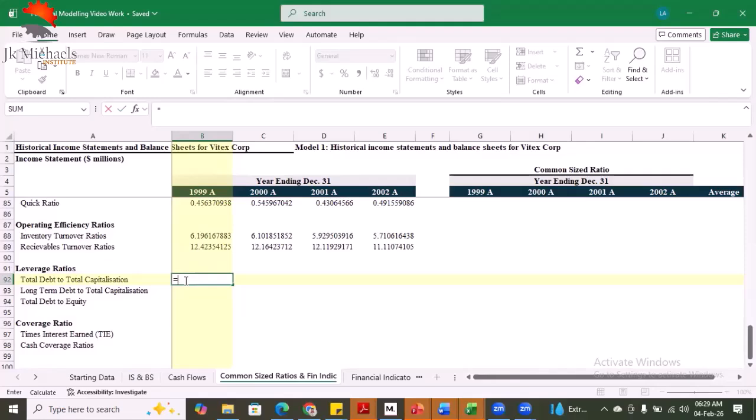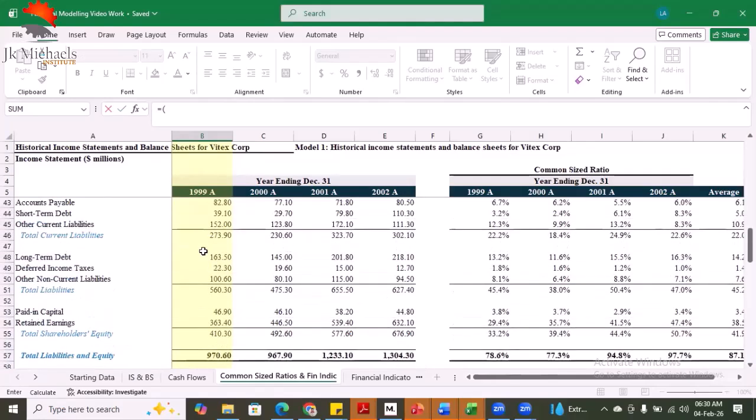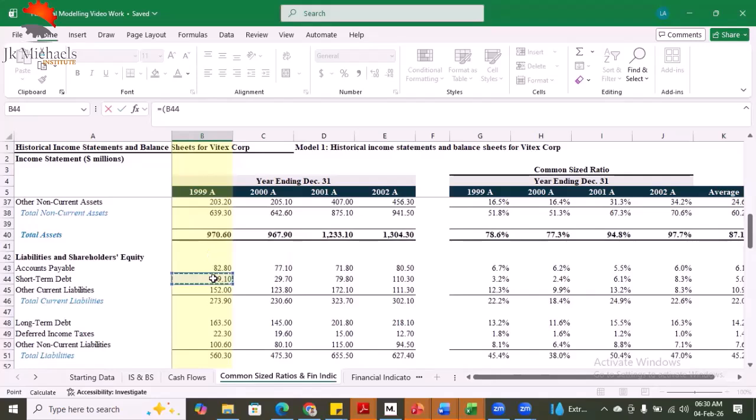Total capitalization would be, we'll take our short-term debt plus long-term debt, divided by short-term debt plus long-term debt plus shareholders' equity.